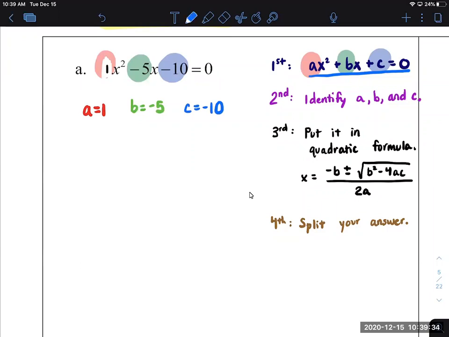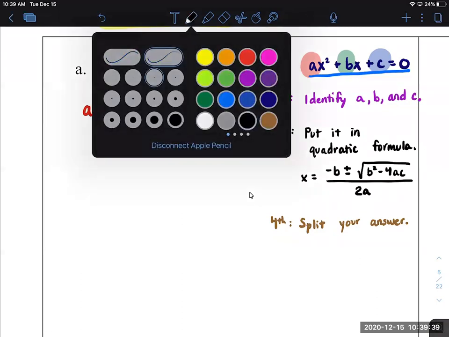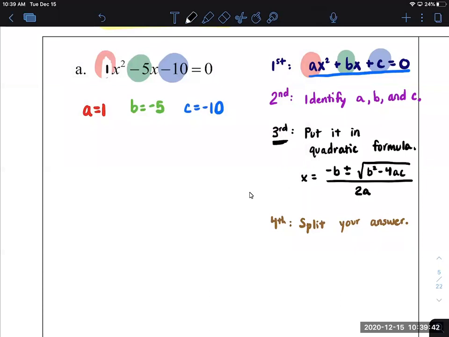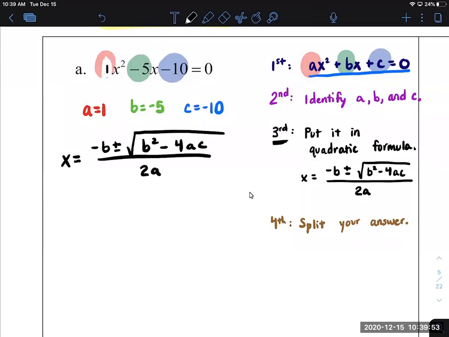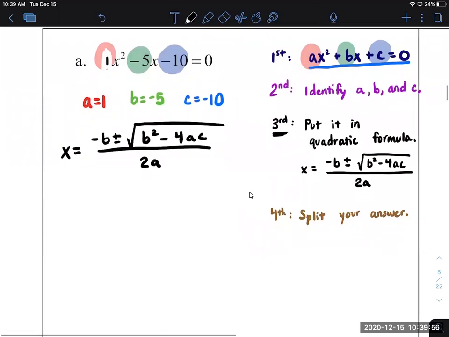So after we have identified a, b, and c, we put it in the quadratic formula. So the quadratic formula is written here in that third step. We have x equals negative b plus or minus the square root of b squared minus 4ac all over 2a. Now my recommendation is that every time you replace a letter with a number, so every time that you're substituting, you put that number inside parentheses. So let's start here on the first one.